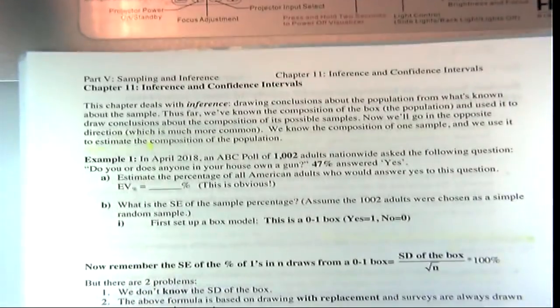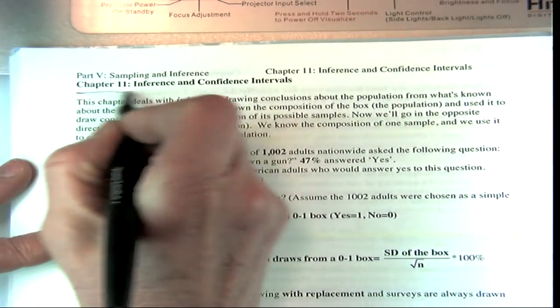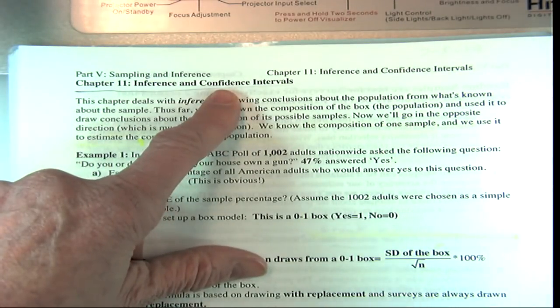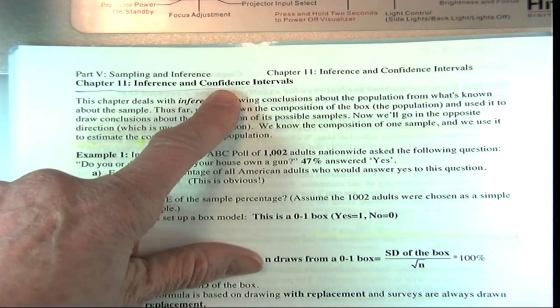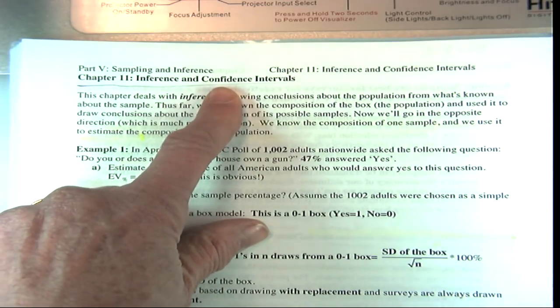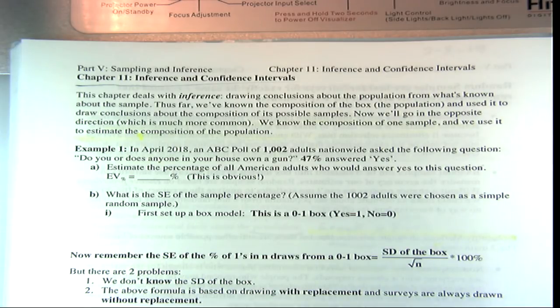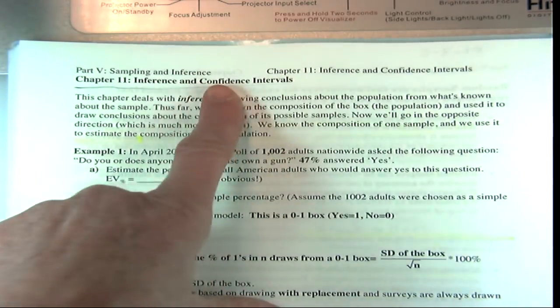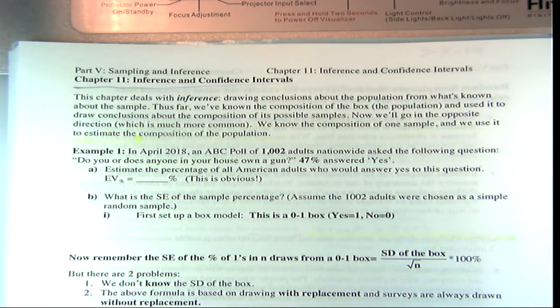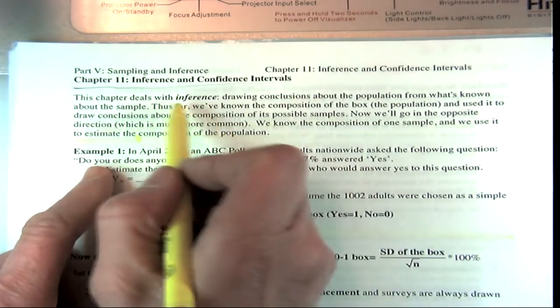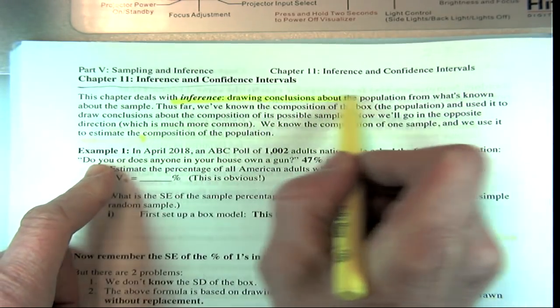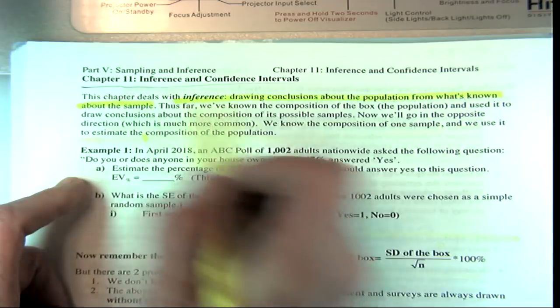So inference and confidence intervals. All right, this is a very important topic. You're going to see confidence intervals all the time. You see it every time you pick up a newspaper and they give you a margin of error. In all the pre-election polls, it will say plus or minus some margin of error, usually about 3% you'll see for one candidate or the other. So how do they arrive at that? Okay, so this chapter deals with inference, drawing conclusions about a population from what's known about the sample.